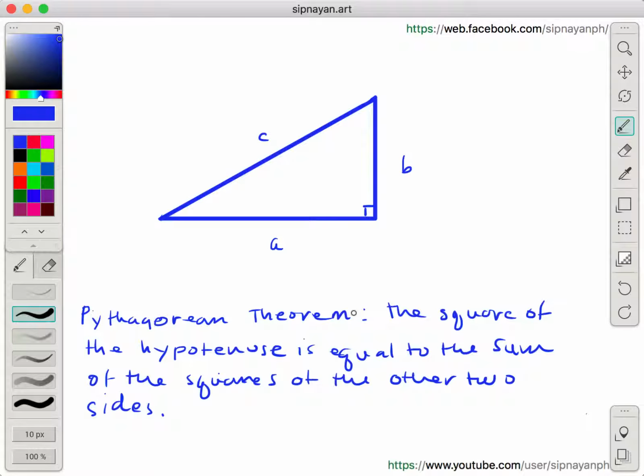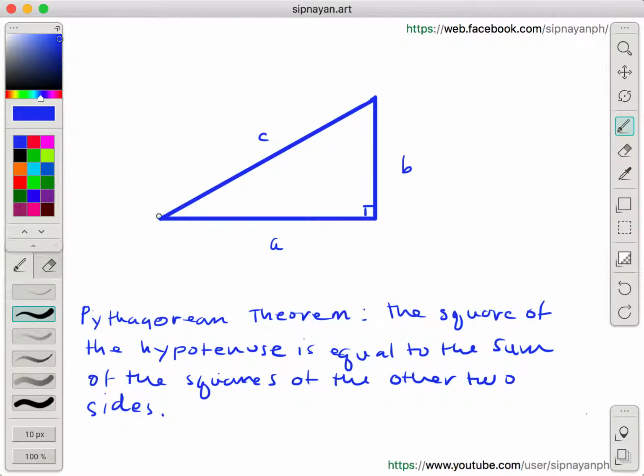Bago tayo magsimula ng marami pa nating discussions on trigonometry, gusto kong i-familiarize yung sarili nyo about the Pythagorean Theorem. Alam ko na marami sa inyo ay malamang alam na ito. But I think we need to review Pythagorean Theorem before proceeding to other lessons. So sinasabi naman sa Pythagorean Theorem that if you have a right triangle, the square of the hypotenuse is equal to the sum of the squares of the other two sides.